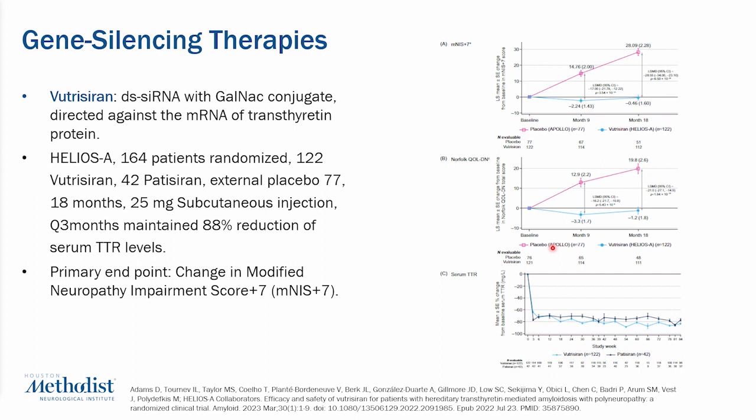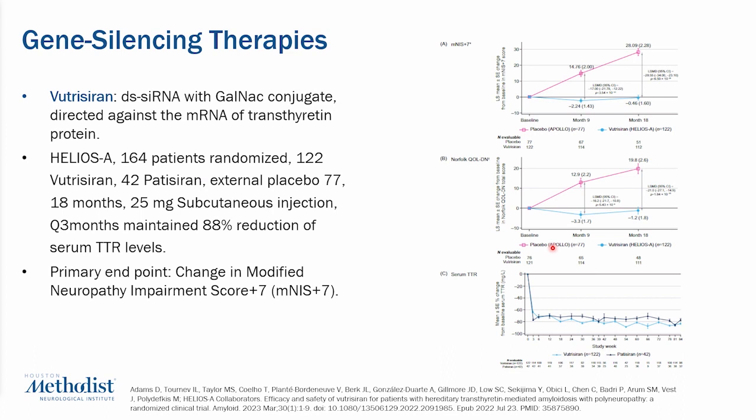Vutrisiran is a double-stranded small interfering RNA with GalNAc conjugate directed against the mRNA of TTR protein as well. The HELIOS-A study enrolled 164 patients who were randomized into vutrisiran group, patisiran, and external placebo. These patients got 25 milligram subcutaneous injection of vutrisiran every 3 months over a period of 18 months. And this maintained 88% reduction of the serum TTR levels.